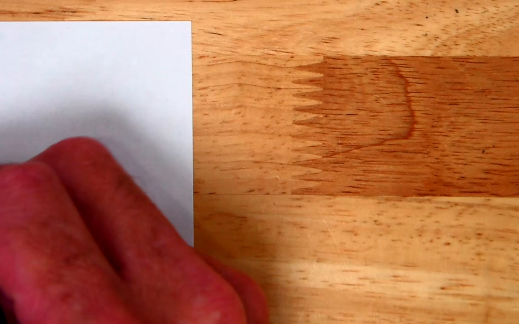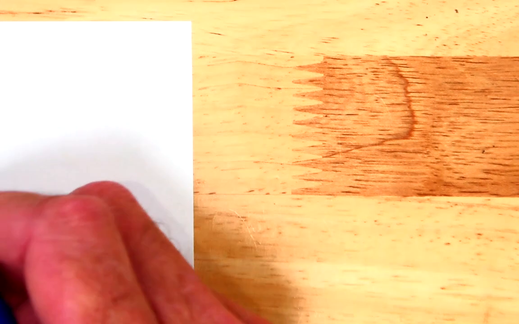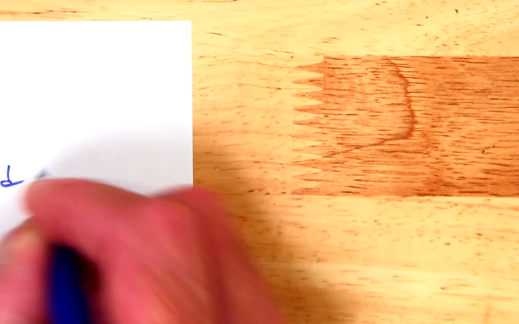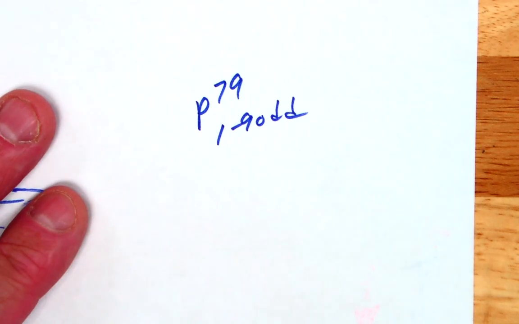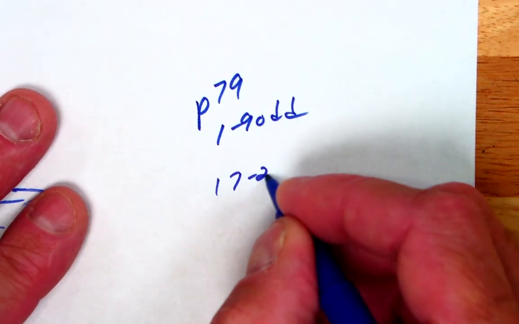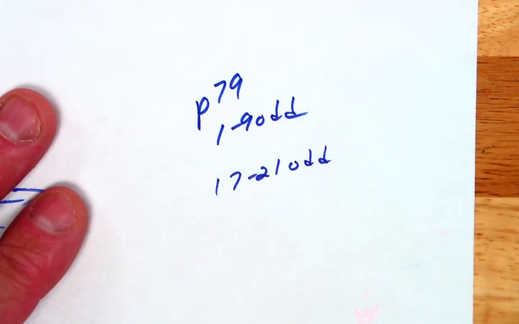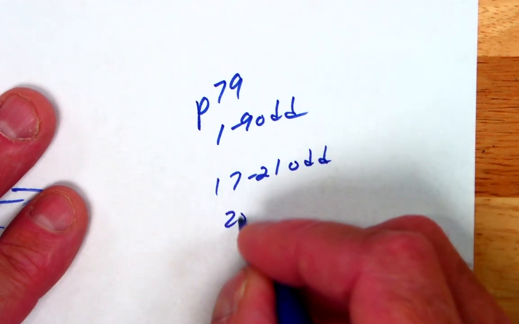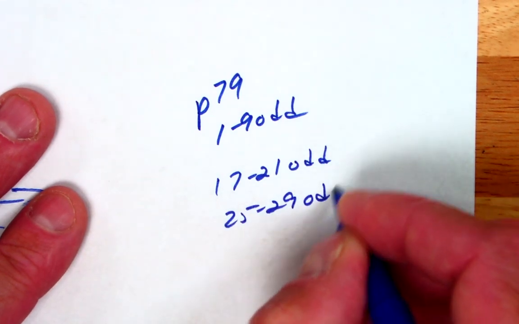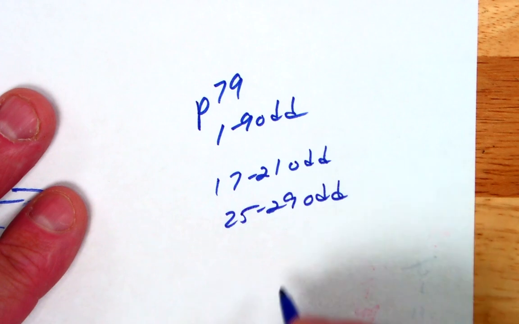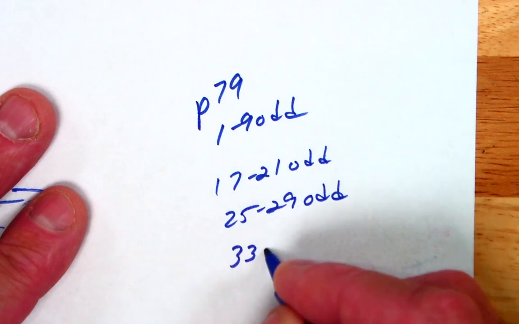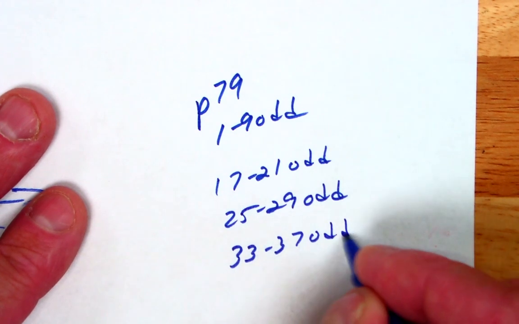Okay, here we go. You are going to have the rest of the time. Whoa, this is a lot of time for a short assignment. Page 79, 1 through 9, odd. 17 through 21, odd. 25 through 29, odd. 33 through 37, odd.